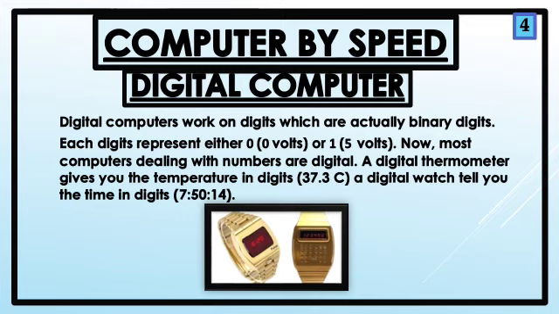Now I want to explain again. A digital computer is the most commonly used type of computer and is used to process information with quantities by using digits, usually using the binary system.